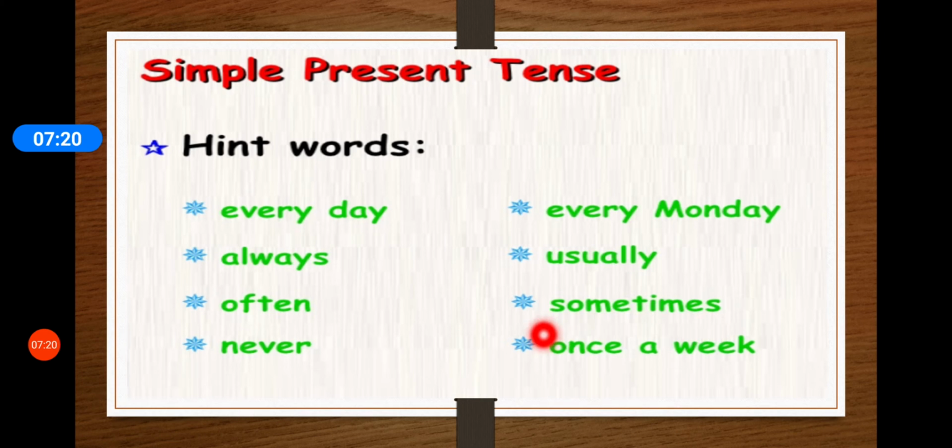Sometimes means not always, but some of the times. For example, he goes for karate classes sometimes. Once a week. He attends dance class once a week. So whenever you spot these words like every day, every Monday, always, usually, often, sometimes, never, or once a week, or words like them or phrases like them, we come to know that the sentence is in simple present tense.